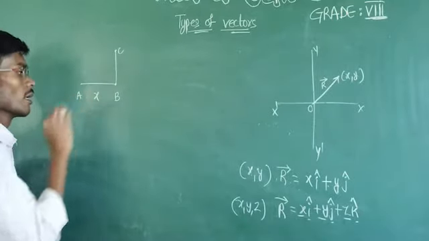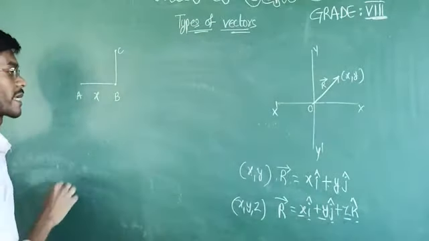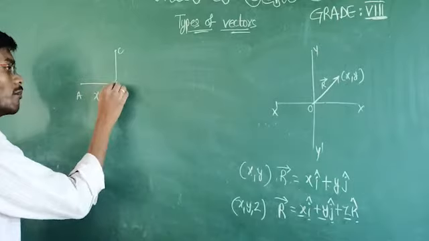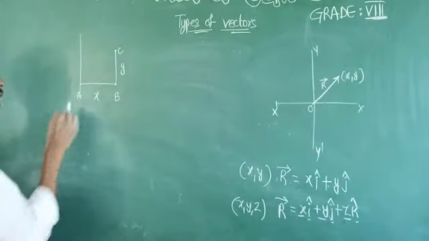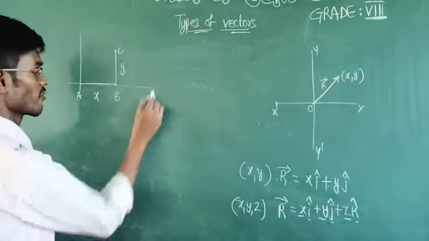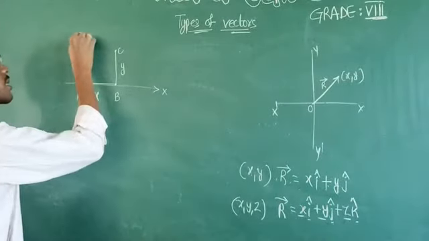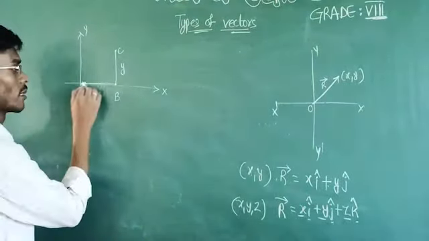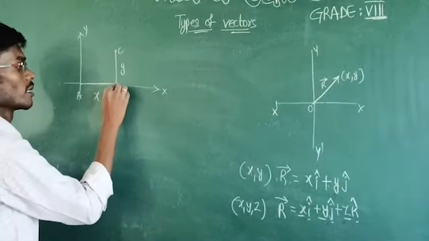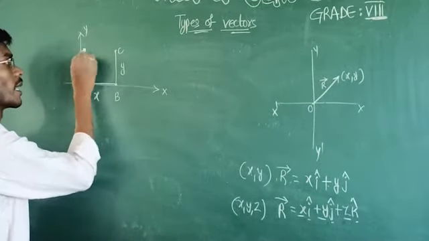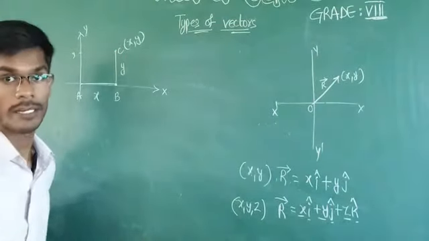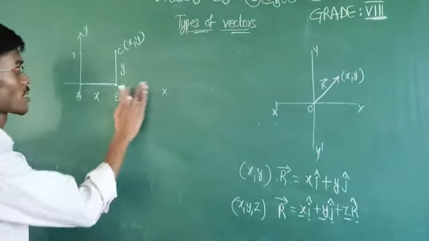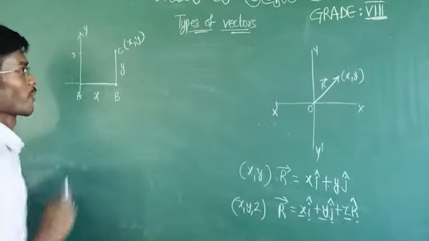Here a person is traveling from A to B and then B to C. From A to B the distance is x and from B to C the distance is y. With respect to the Cartesian coordinate system, if I specify the x axis and this is the y axis, then this point C is x comma y. The actual distance is what? x plus y.